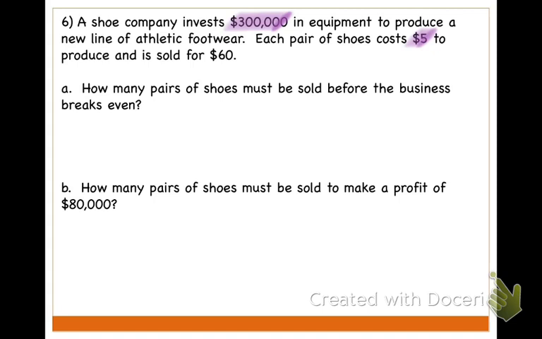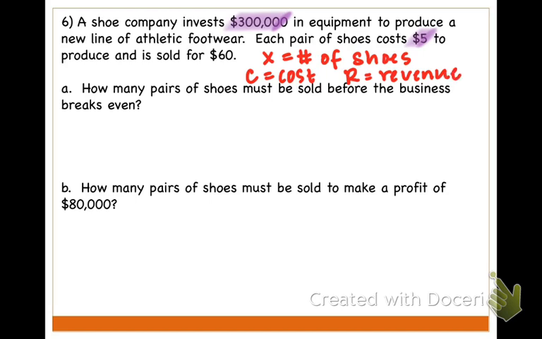So we're going to start with our variables. Our variable here, x, is going to be the number of shoes. And then we're going to look at a couple of other variables, specifically our cost and our revenue, and we're going to write equations for those two. So those are our two other variables. C is going to be the cost, and R is going to be the revenue.